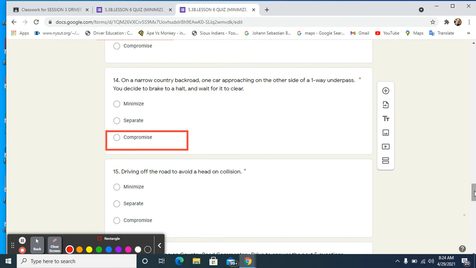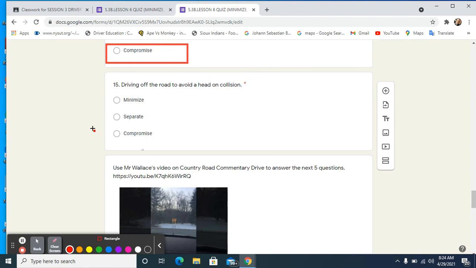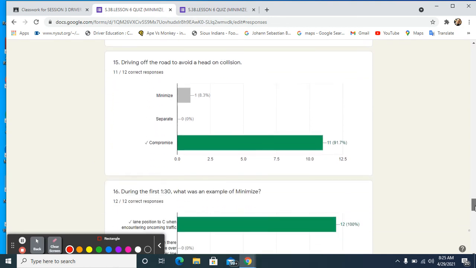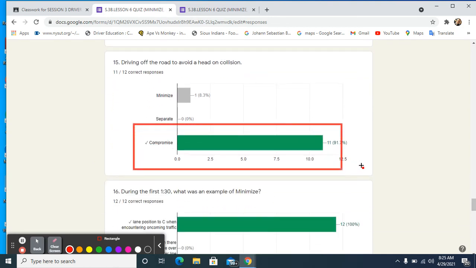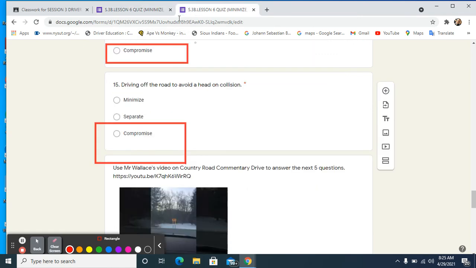Okay, number 15, driving off the road to avoid a head-on collision. That is flat out compromise. Okay, and this should be an automatic. Okay, we had 91%. I think somebody just decided to pick compromise for every single question here. But they got the next one right, or minimize for every single question. They got the next one correct.